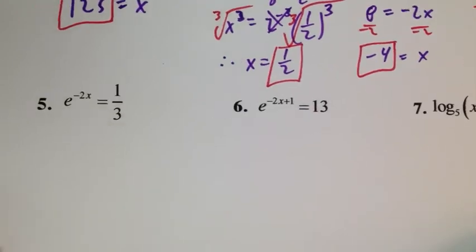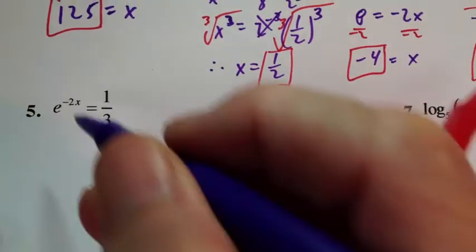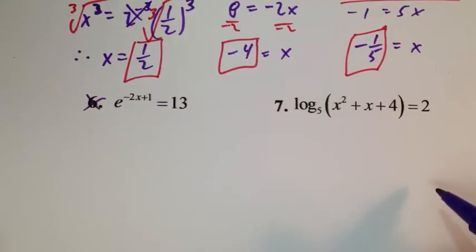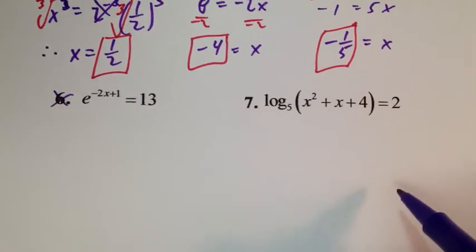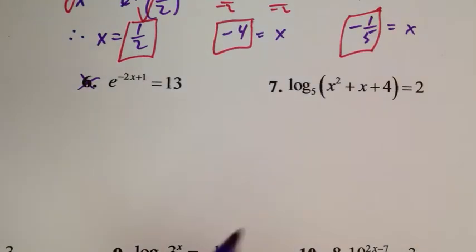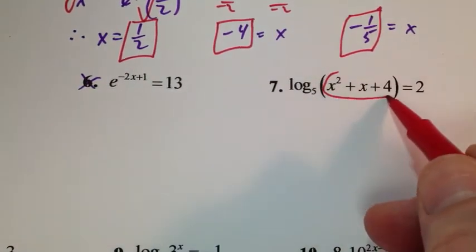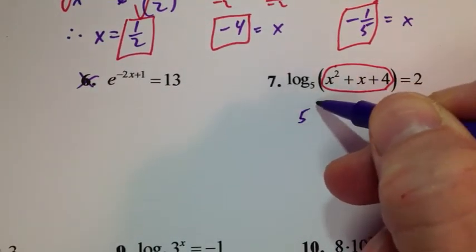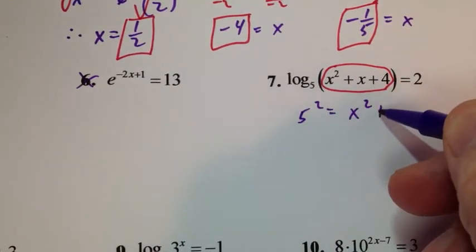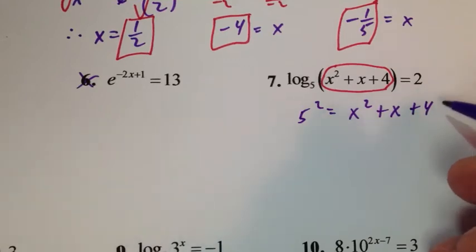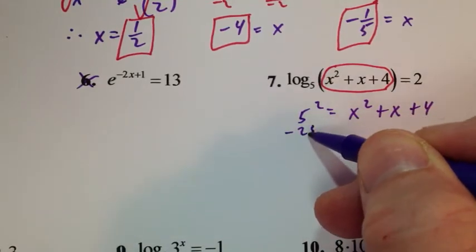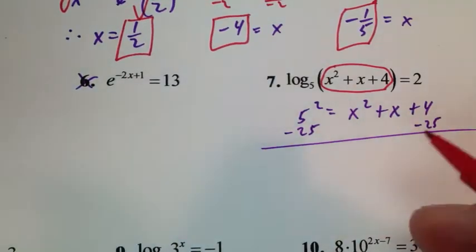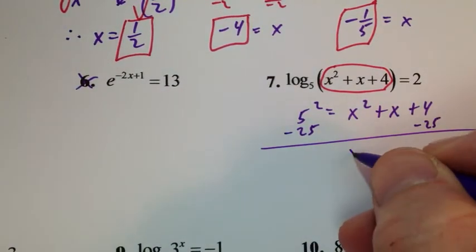We are not going to do number 5 yet. We're not going to do number 6 yet. We could do number 7. Let's do that. Okay, number 7, we've got our variable here in the argument. We're going to convert to exponential form. 5 squared equals x squared plus x plus 4. So if we subtract 25 from both sides, we're going to get x squared plus x minus 21.